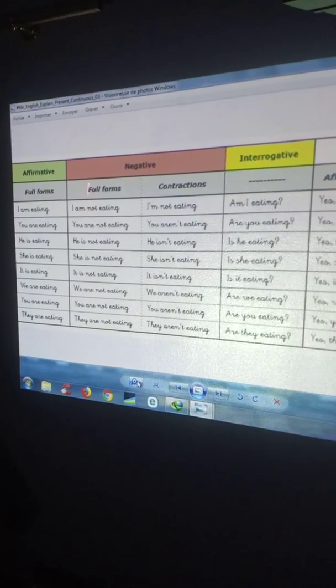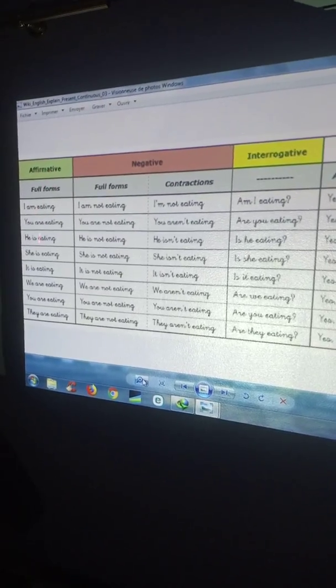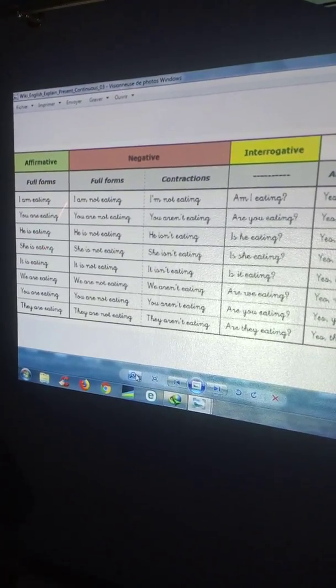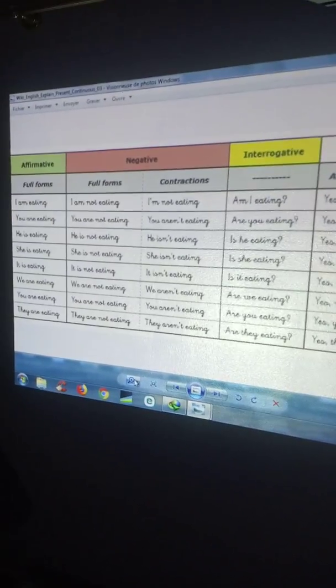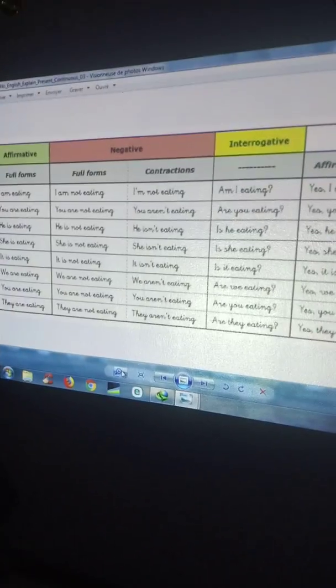We have in here the affirmative form of the verb to eat in the present continuous, and the negative form, and the interrogative form, and the short answers of the interrogative. Okay? So if you have any question or something that you didn't understand, you can leave it in a comment and I will answer it.